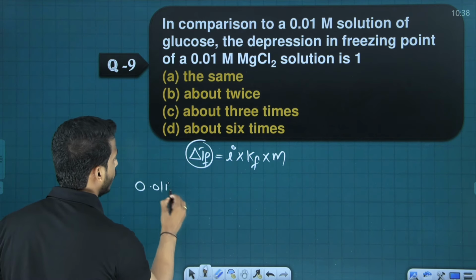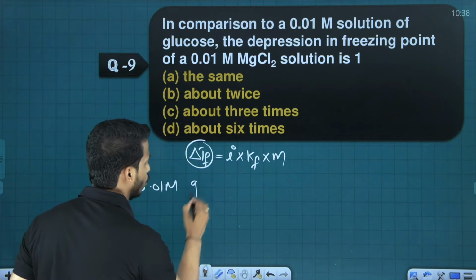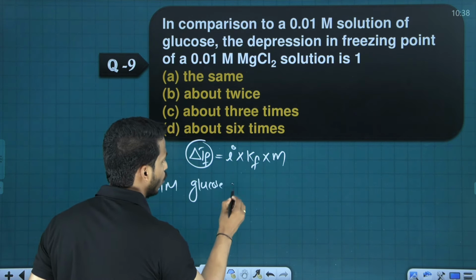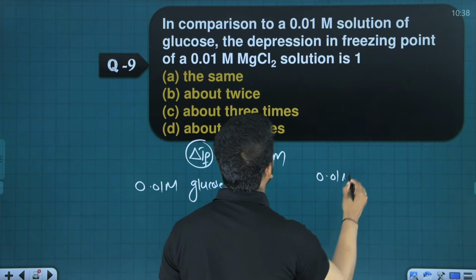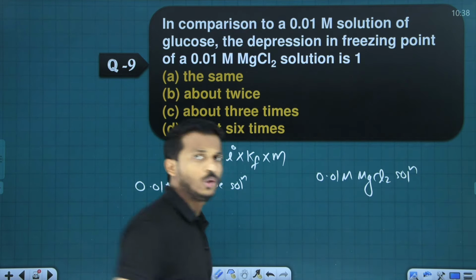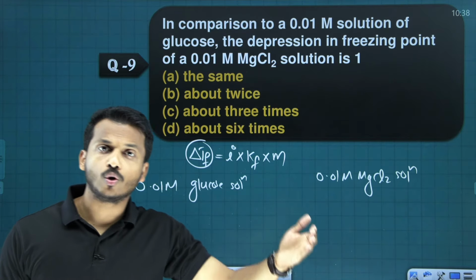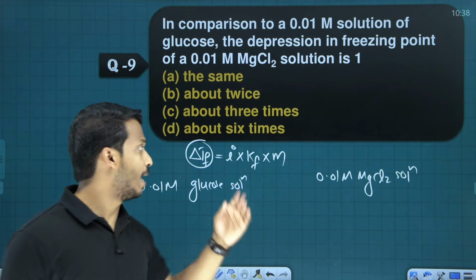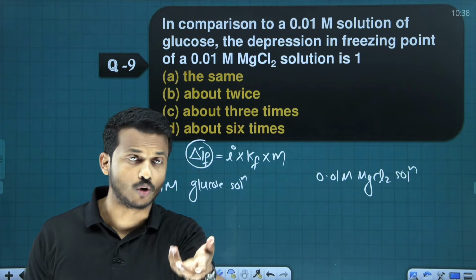0.01 molar means the concentration of a glucose solution. Okay, glucose solution. What is the other one? Same concentration, 0.01 molar MgCl2 solution. See, solution in the sense what? Water is the solvent, right? Glucose solution means glucose in water. MgCl2 solution means MgCl2 in water. So water is the solvent.